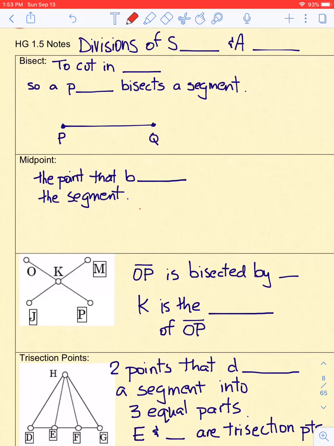Section 1.5. Divisions of segments and angles. So in this section we will be cutting up angles and segments, and what is the language that we use to describe that.